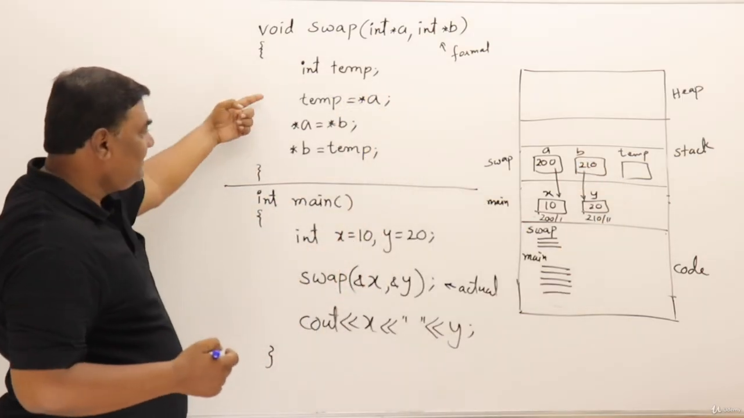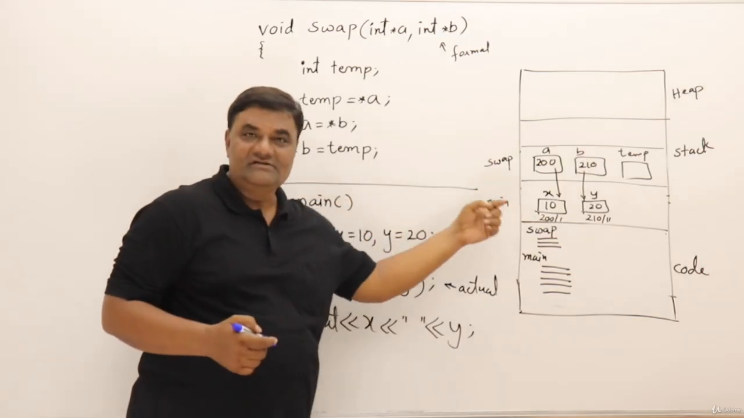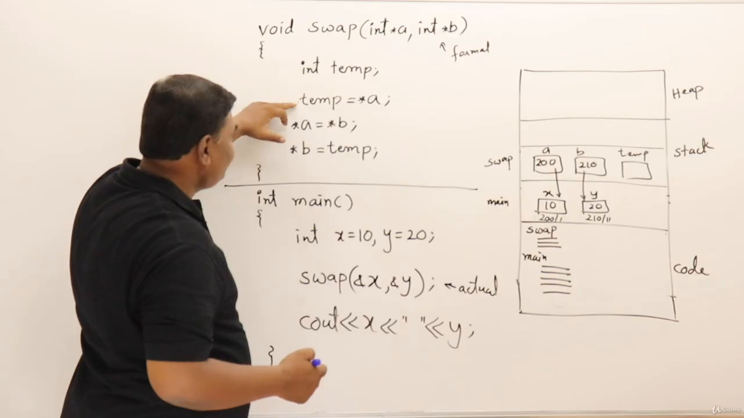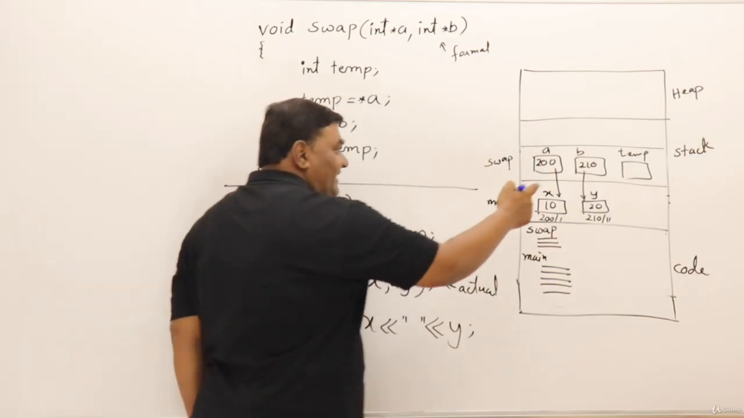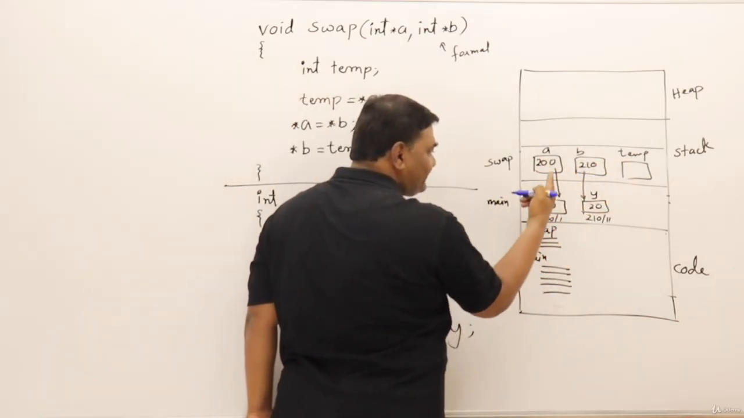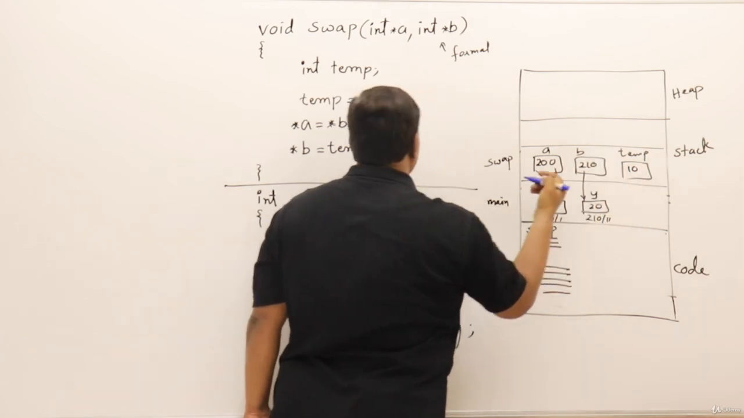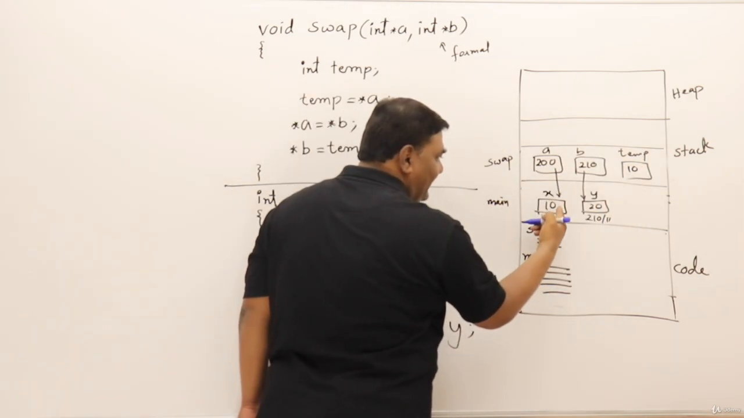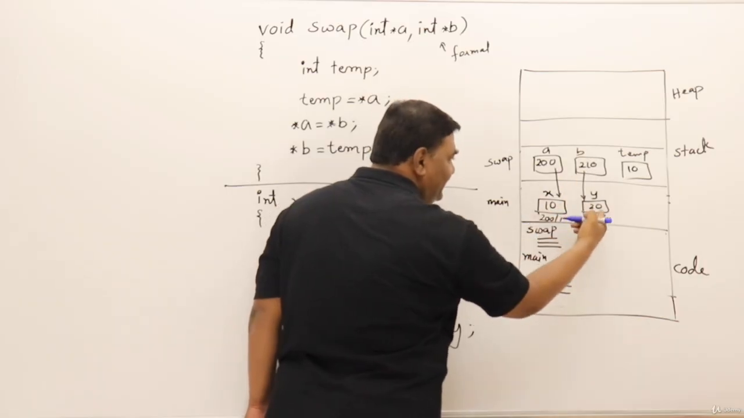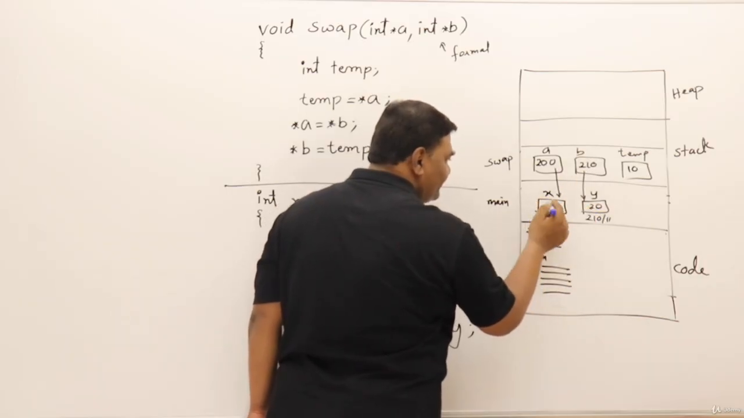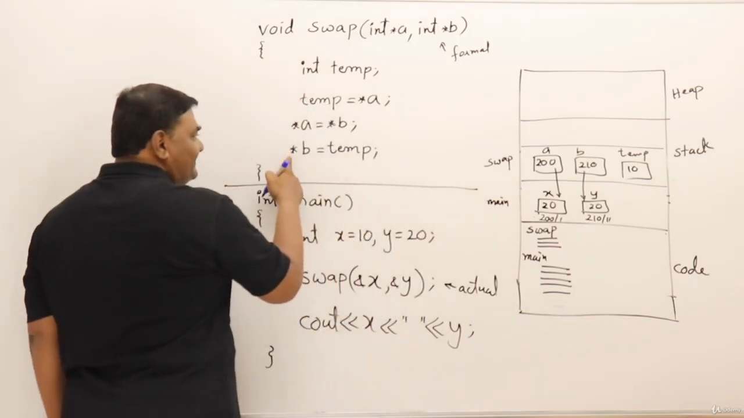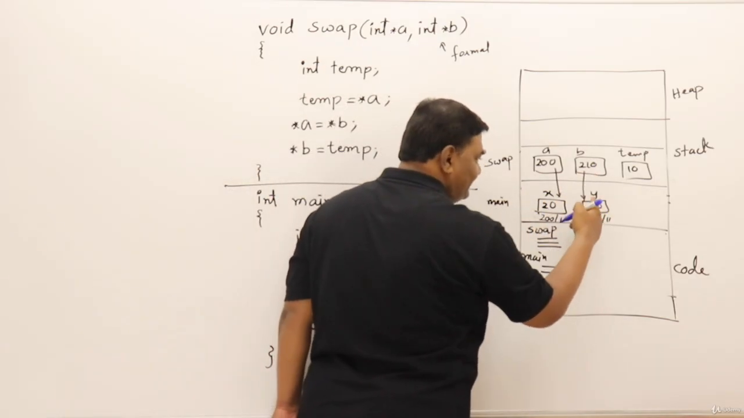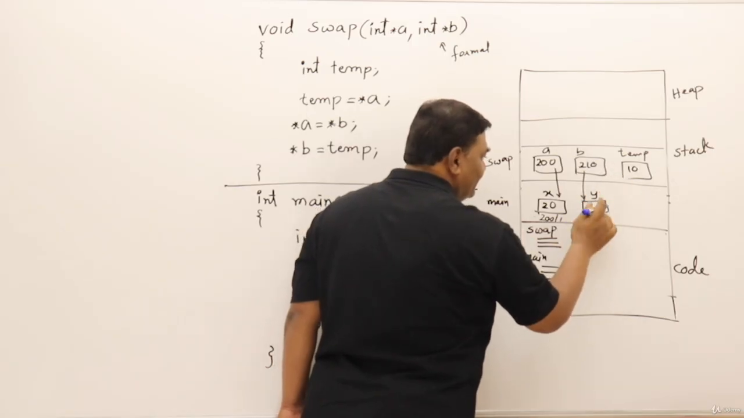Now the function is called. Already we have seen that the activation records are created. Now let us see what happens next. See, the first line is temp assigned star A. Star A, where A is 200, is 10. So 10 is copied here. Then star A is assigned star B. Star A means asterisk A. Here asterisk B is copied, that is 20. So this becomes 20. Then star B is assigned temp. Asterisk B is assigned temp. This is B and this is star B. So temp is copied here.